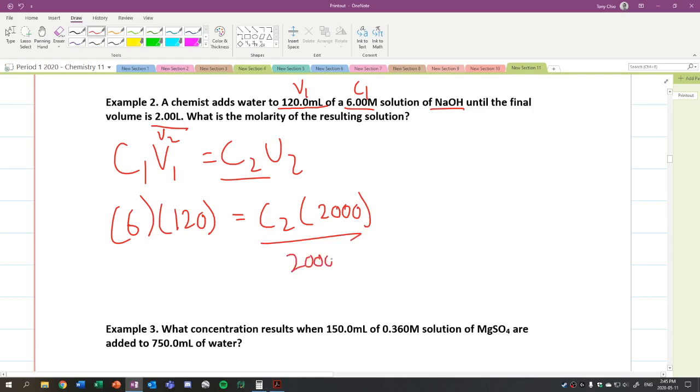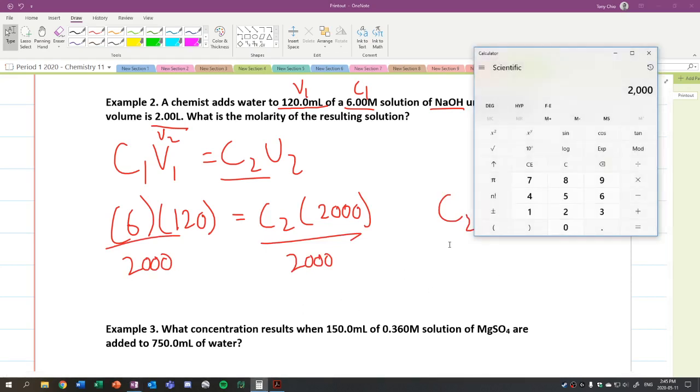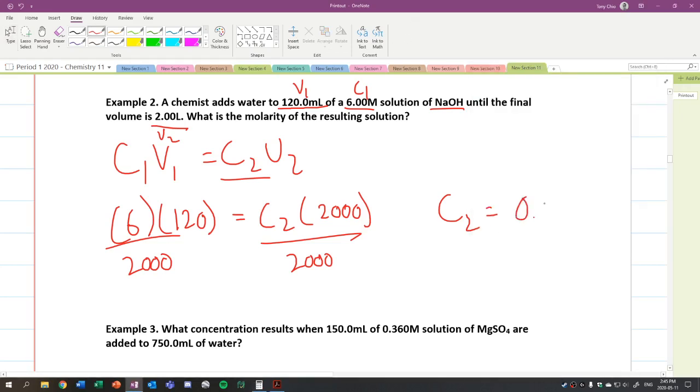Divide both sides by 2,000 milliliters, and you're going to get C2 is equal to, in this case, 6 times 120 divided by 2,000. This will be 0.360 molarity.